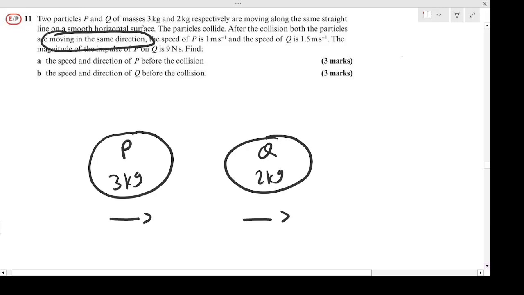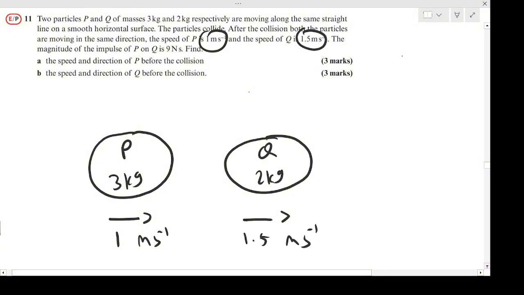Okay, again, if you don't know the direction, just assume it's going forwards. It makes your life easier that way. The speed of P is 1, so 1 here, and Q has speed 1.5 afterwards. So those are my velocities afterwards. So before then, let's say they're both moving forwards. I'm going to call the speeds of P and Q U1 and U2. So I want to find U1 and U2.